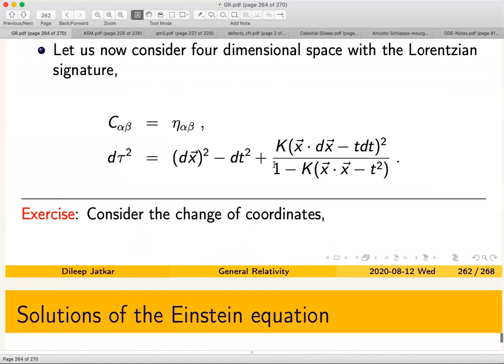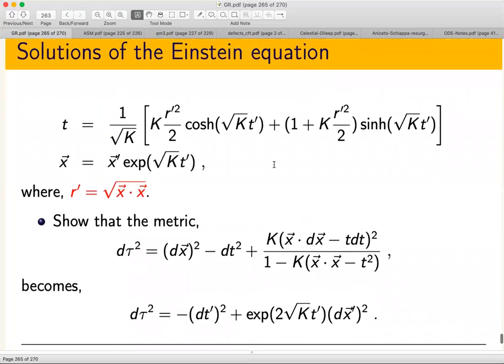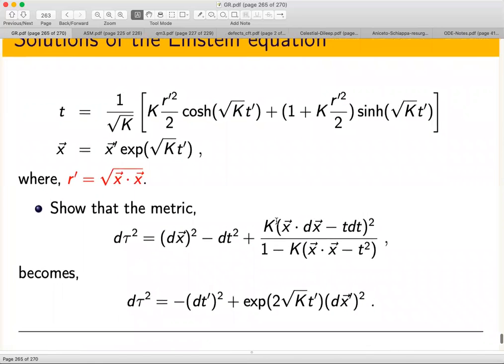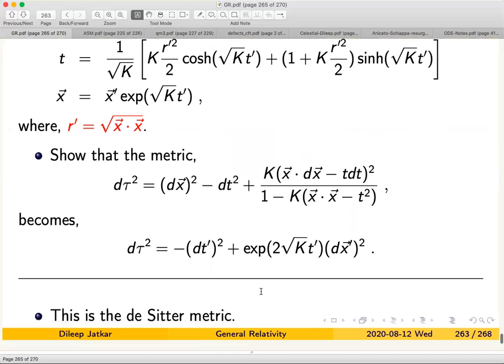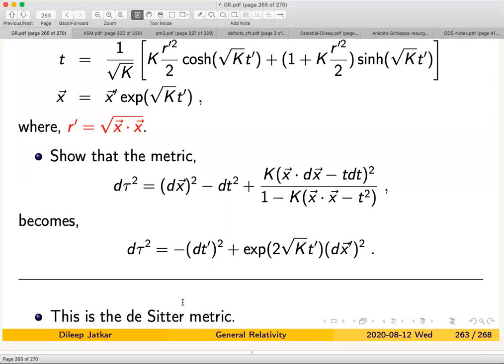Fine. So you can show that this metric can be brought into this particular form. Okay, and you can see that there is a dt prime squared piece with a minus 1, and then there's an exponential e to the square root k times t prime times the spatial part of the metric. Okay, this is what is called the De Sitter metric. Okay, so the space described by this metric is what is called a De Sitter space.